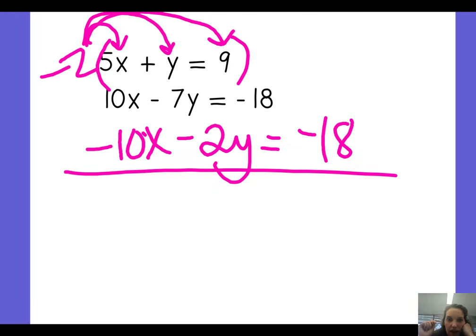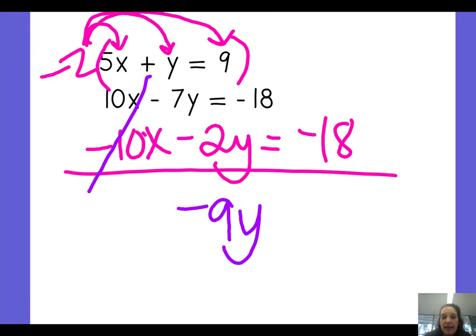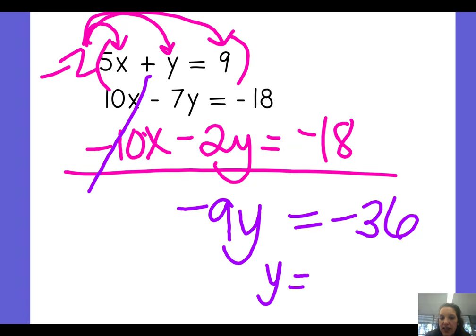Now, my positive 10x and my negative 10x cancel each other out. They're eliminated. See ya! Negative 7y and negative 2y gives me negative 9y. And then negative 18 plus negative 18 gives me negative 36. And so now I divide by negative 9, and y is 4, which is what we got last time.